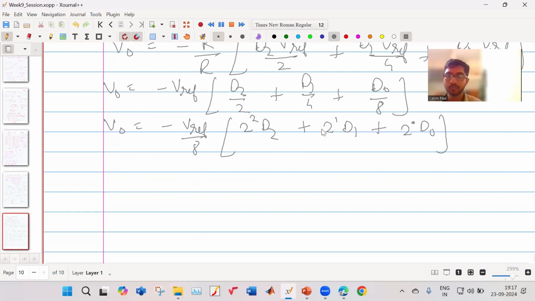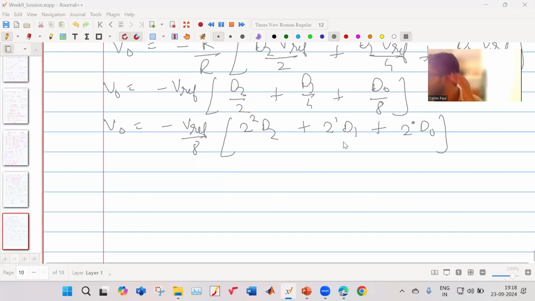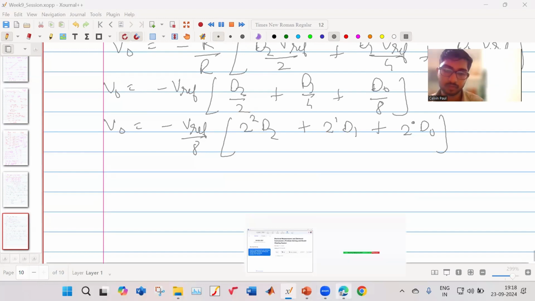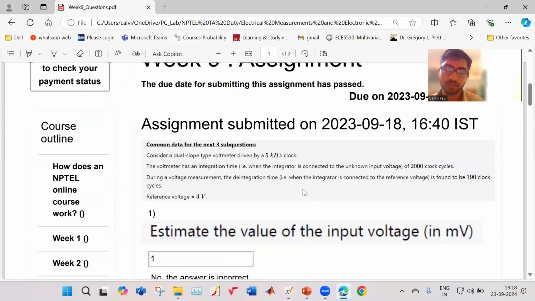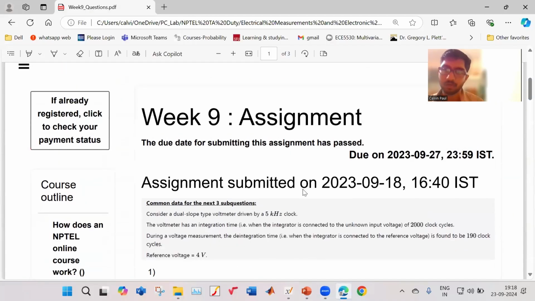Any queries? Okay. So now we can start solving sums. Start this sum. Okay.